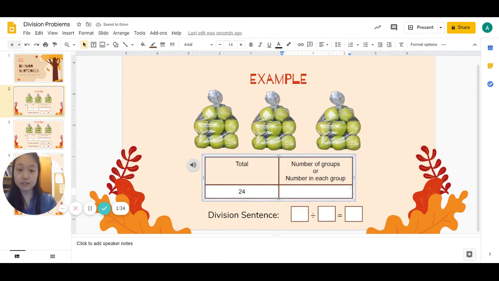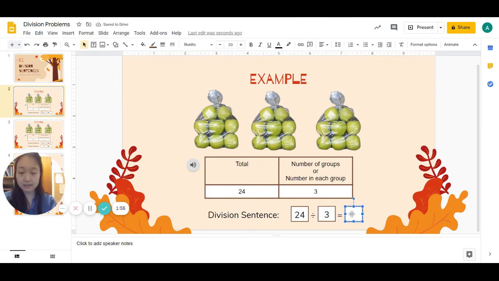Then I know that division is when you take a total and separate them into equal groups. And here I see that there are 3 plastic bags, or 3 groups. So my division sentence is always the total first, followed by the number of groups.